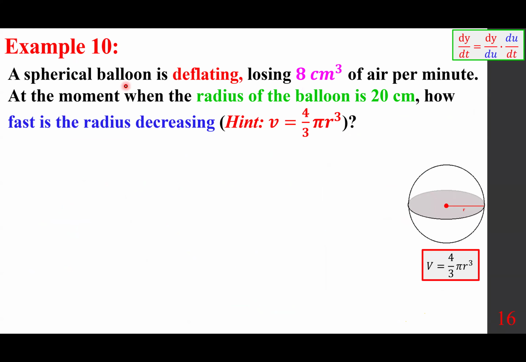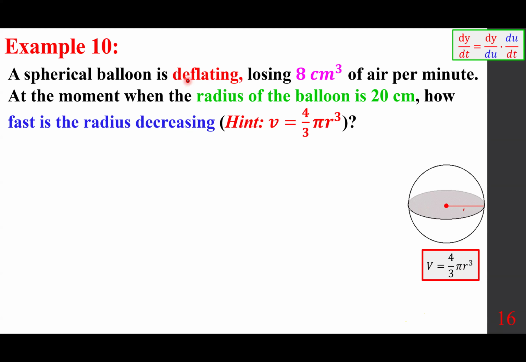A spherical balloon is deflating, losing 8 cubic centimeters of air per minute. At the moment when the radius of the balloon is 20 centimeters, how fast is the radius decreasing? Again, I'm reminding you that the volume is 4/3 pi r cubed. You really should know that.